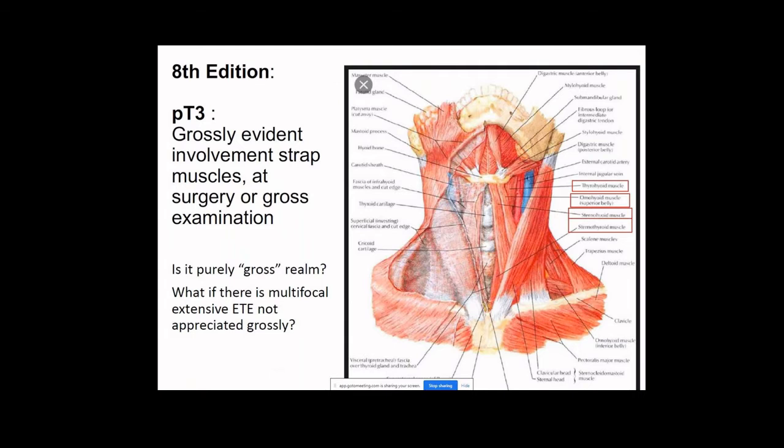Great, okay. So now in the 8th AJCC, pT3, as you've heard, is defined as grossly evident involvement of the strap muscles at the time of surgery or gross examination. One question is, is this purely within the gross realm? What if there's multifocal microscopic ETE that's not appreciated grossly? And we'll come back to that. Next, please.